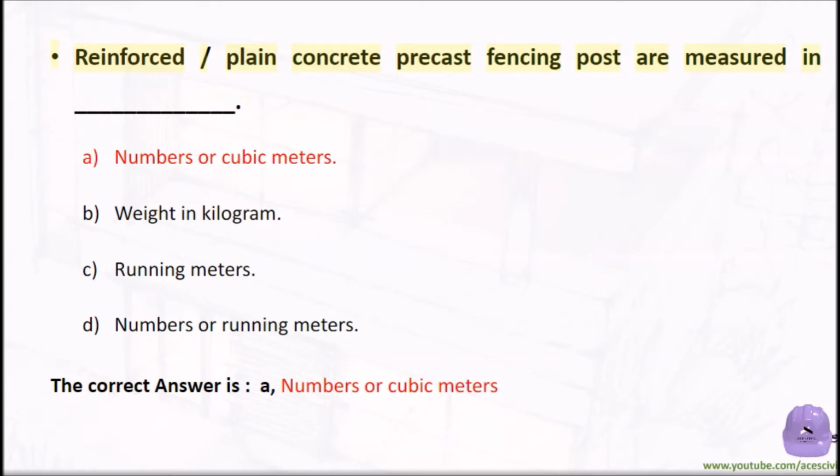Reinforced plain concrete precast fencing posts are measured in: A. Numbers or cubic meters, B. Weight in kilogram, C. Running meters, D. Numbers or running meters. The correct answer is A. Numbers or cubic meters.